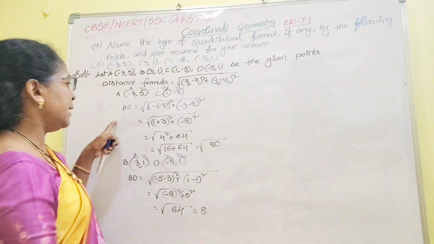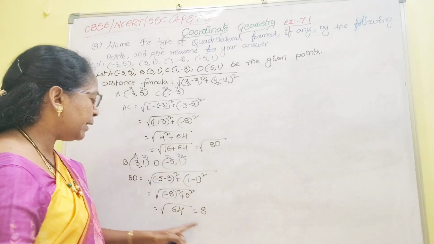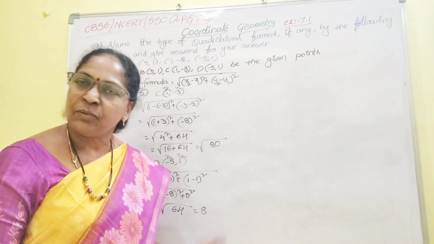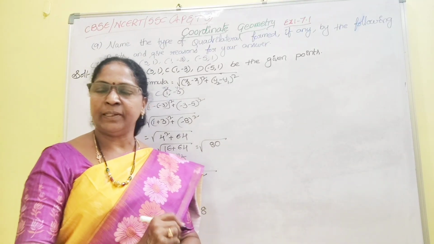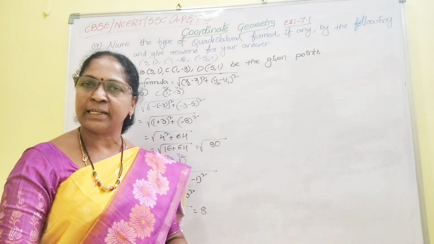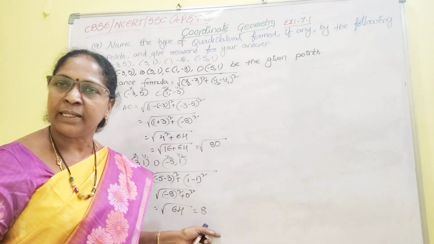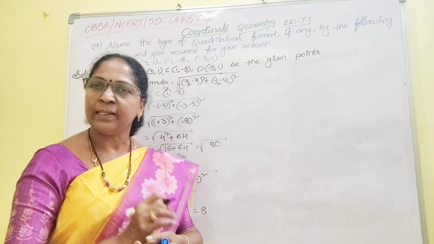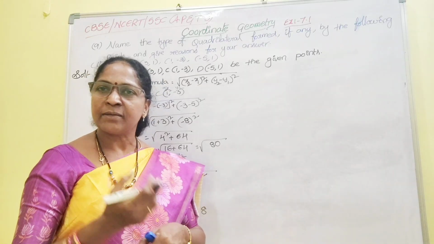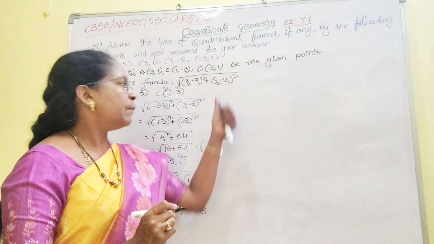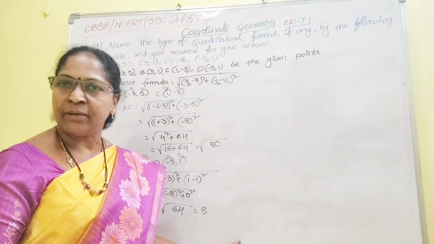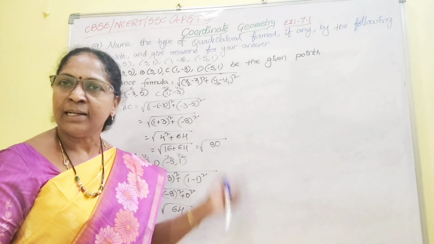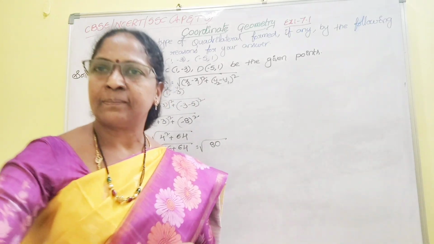See here, AC equals the square root of 80 and BD equals 8. These two diagonals are not equal. Here, two pairs of opposite sides are equal and the diagonals are not equal. That means it is a parallelogram. The property of the parallelogram is that two pairs of opposite sides are equal but the diagonals are not equal. Hence, we can conclude that it is a parallelogram.